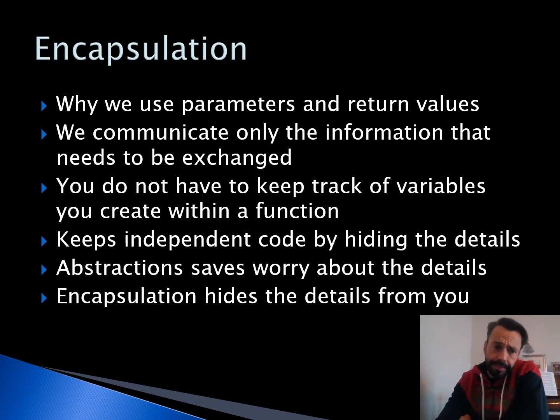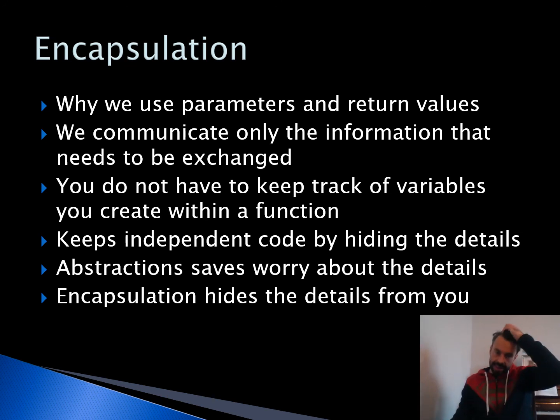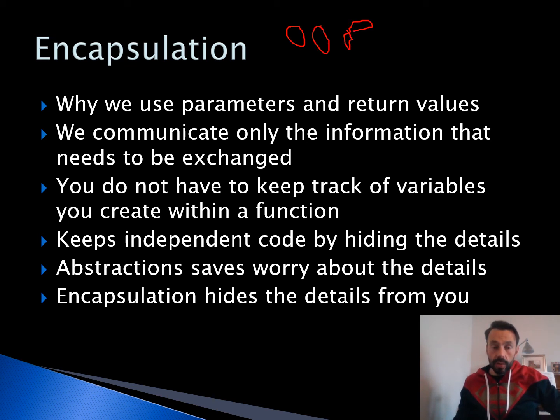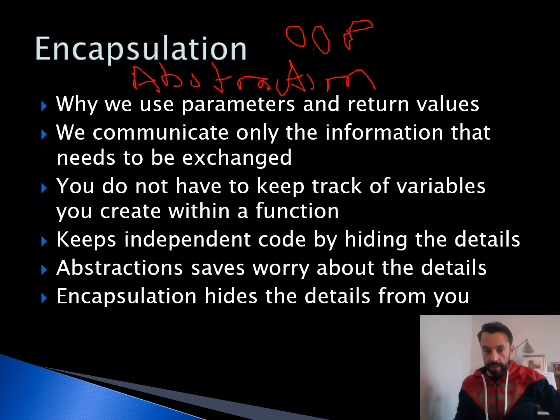Okay, encapsulation. Why we use parameters and return values. We communicate only the information that needs to be exchanged. You don't have to keep track of variables created within a function as well, and it keeps code independent by hiding the details, so it's practicing abstraction. It saves the worry about the details, and the encapsulation hides the details from you. So this is one of the pillars of object-oriented programming. That's encapsulation, abstraction, inheritance, and polymorphism. I'm not going to write all of them out because it'll take forever.